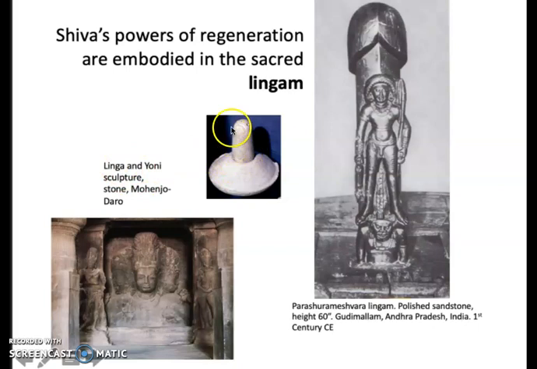Classically, the linga is aniconic, a simple phallic form with a yoni, a vaginal form, to create a sense of unity of the divine, unity of the forces of earth and the cosmos.